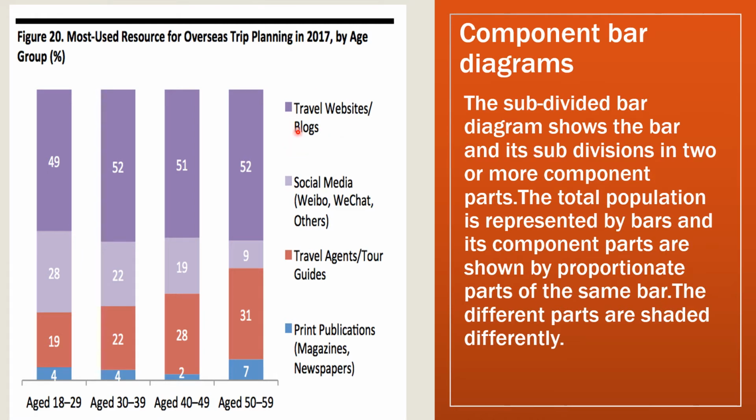Some get it from travel websites or blogs, some may get it from social media, some from travel agents or tour guides, some from print publications like magazines and newspapers. So all that has been shown in the form of a component or subdivided bar diagram. The total population is represented by a single bar, and its component parts are shown by proportionate parts of the same bar. The different parts of the same bar are shaded differently to represent different variables.